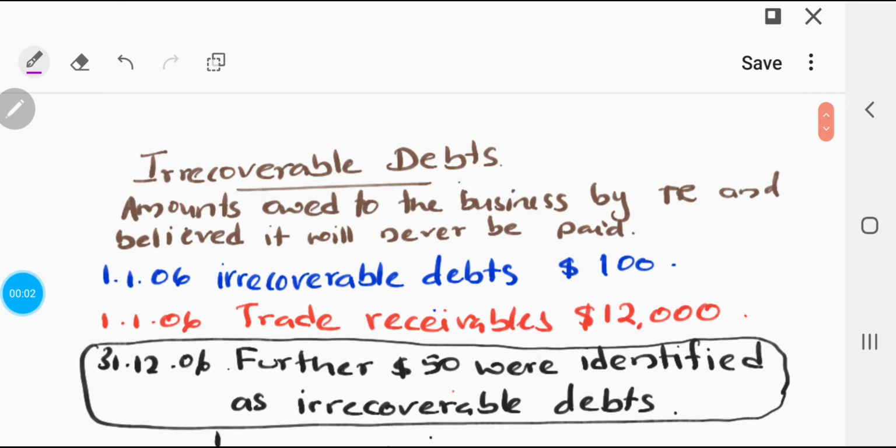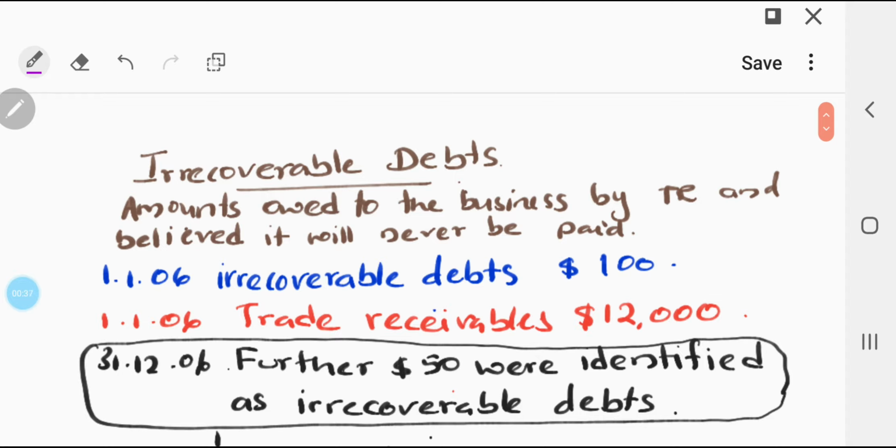Today's topic: irrecoverable debts. These are amounts owed to the business by trade receivables and believed it will never be paid back by trade receivables. On 1st of Jan 2006, irrecoverable debts amounted to $100, and on the same date, trade receivables amounted to $12,000. On 31st December 2006, a further $50 was identified as irrecoverable debts.